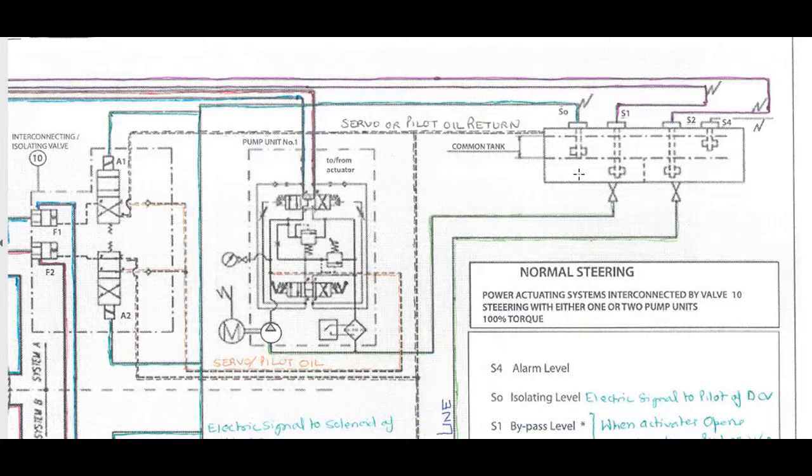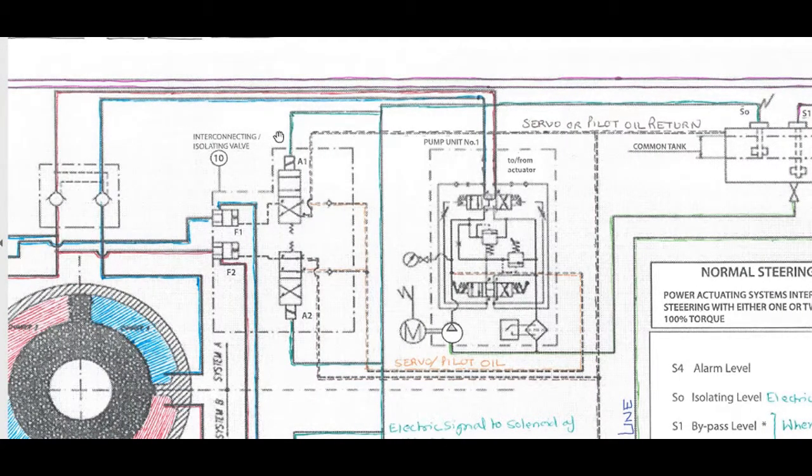Now, if a leak is developed, the level in the tank starts to drop and reaches the alarm level S4. Here you can see the alarm level S4, and when it reaches, the alarm sounds. If no further action is taken and the level further drops to the isolating level S0, the pilot signal goes to the solenoids of the directional control valves. This pilot signal goes to the solenoids of DCVs A1, A2, A3 and A4, and operates isolating / interconnecting valve number 10.